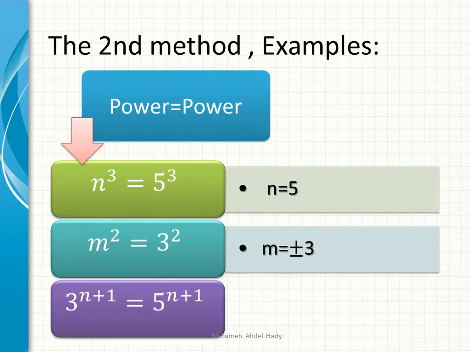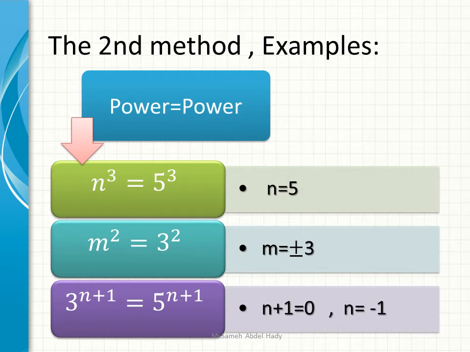The last case, if I have 3 power n plus 1 equals 5 power n plus 1. Here we have power equals power, but 3 doesn't equal positive or negative 5. So I write power equals 0. Why do I write power equals 0? Because the base doesn't equal positive or negative the second base. 3 doesn't equal positive or negative 5. So I write n plus 1 equals 0. So I will write n equals negative 1.